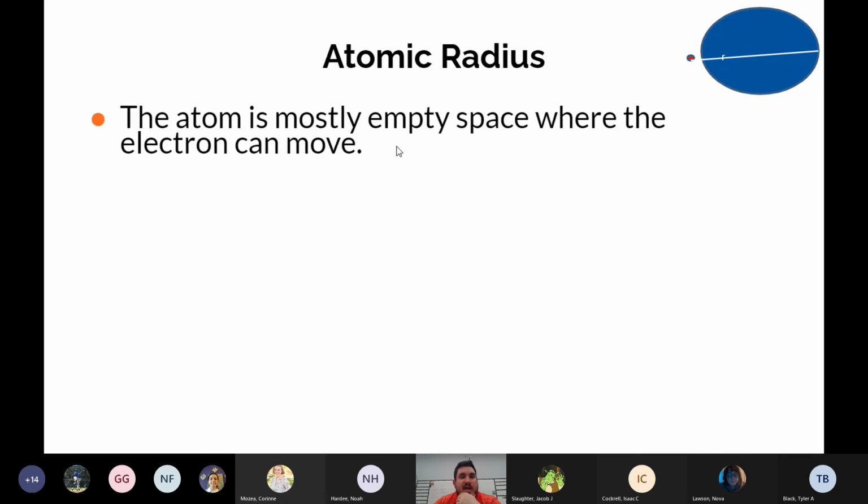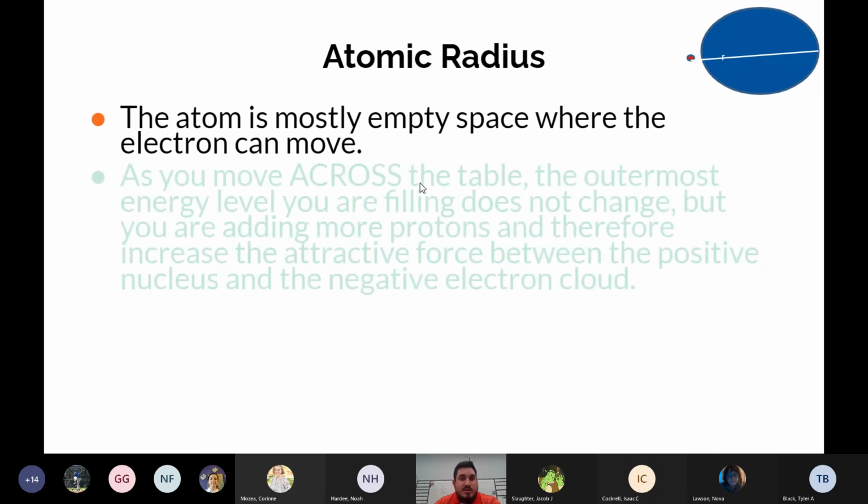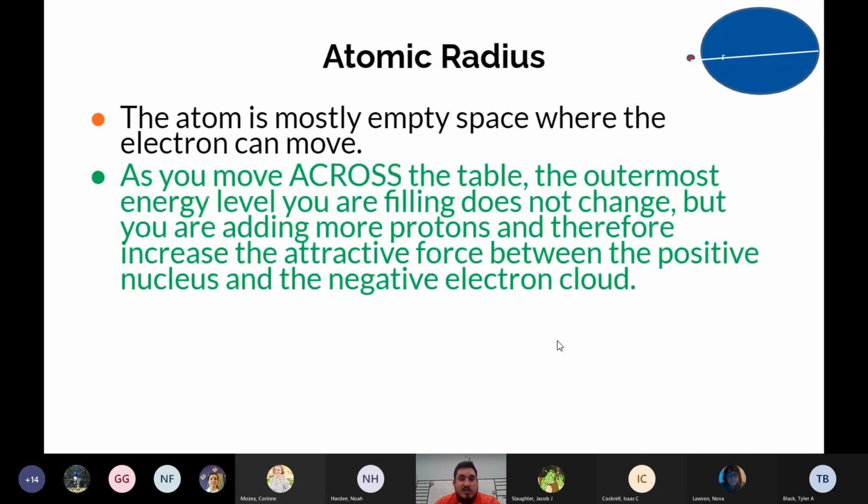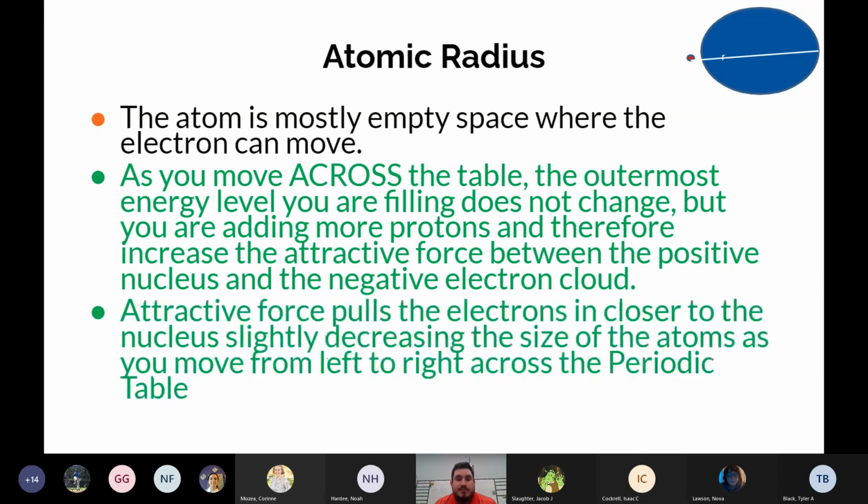Okay, so the atom is mostly empty space where the electrons can move. As you move across the table, the outermost energy level is filling up, but it does not change. It's still ring number 2. But you're adding more protons, and the attractive force between the protons and the electron cloud starts shrinking. Okay, and that's pretty much what I said there.